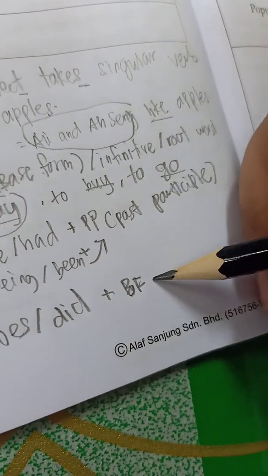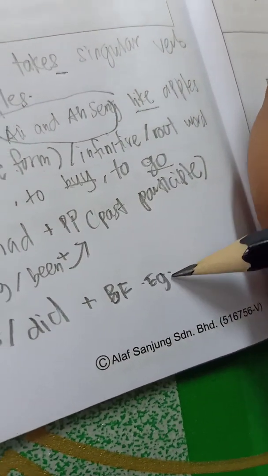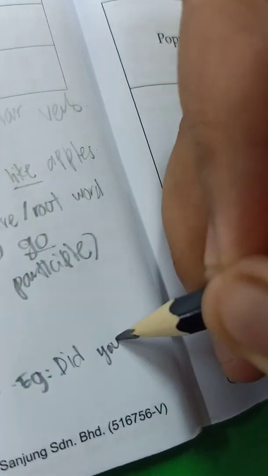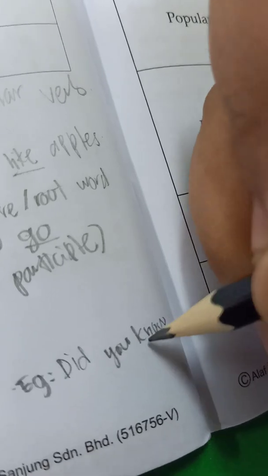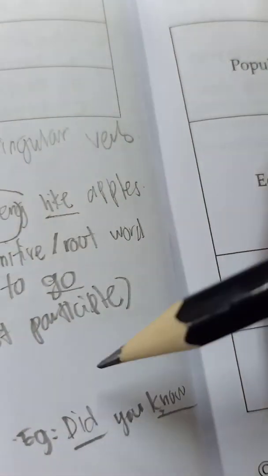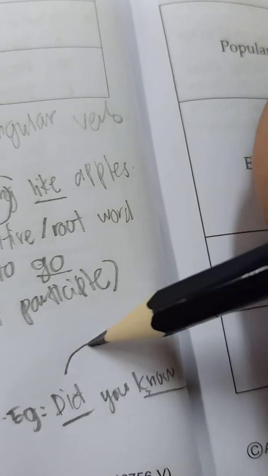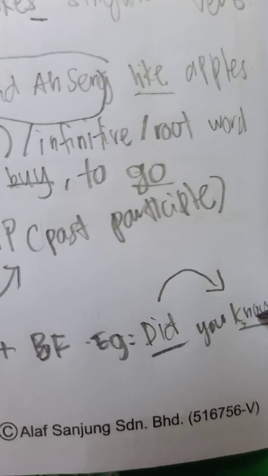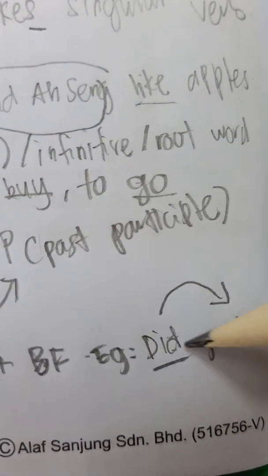For example, "did you know?" Look at this. After the word did, it must be followed by BF. No, not "did you knew", because that is already past tense. So this one is BF, base form.